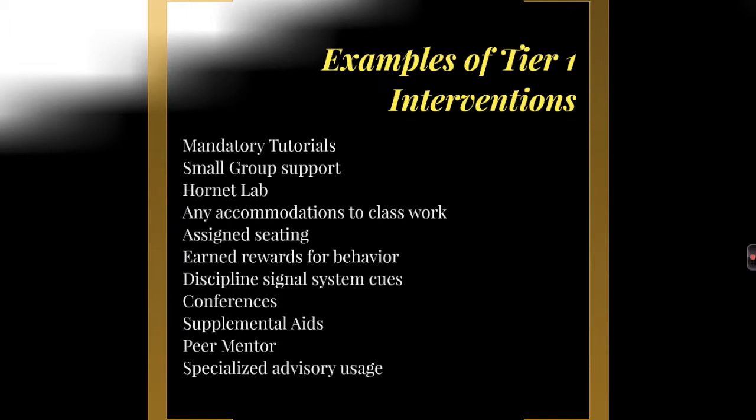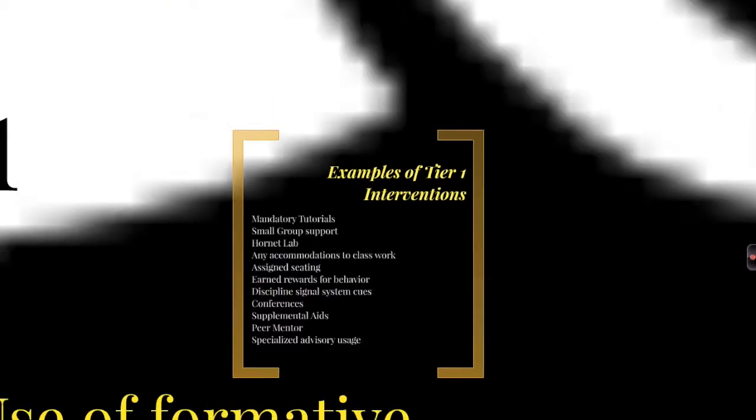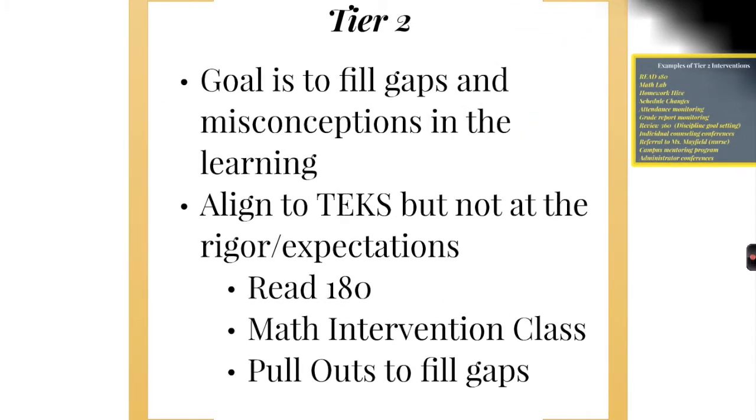So let's say with that time of tier one intervention, we are still having some struggle and need to start looking at tier two. Tier two, your goal is start filling in those gaps that the students are missing and some misconceptions in the learning. This is aligned to the TEKS, but it's not going to be at the rigor or the expectations. It's not going to be in line with the pacing of what's going on in your class at that time. It may be having to go back and fill in some places.